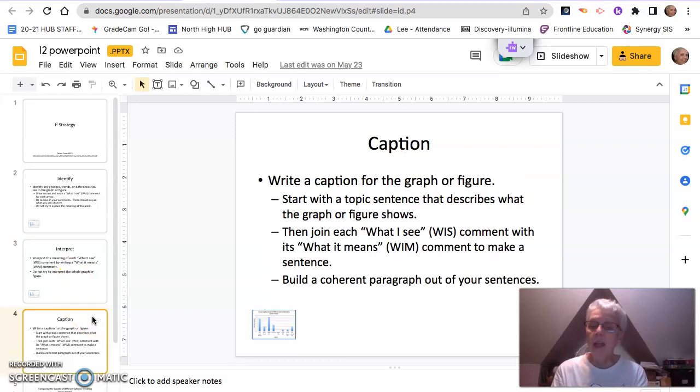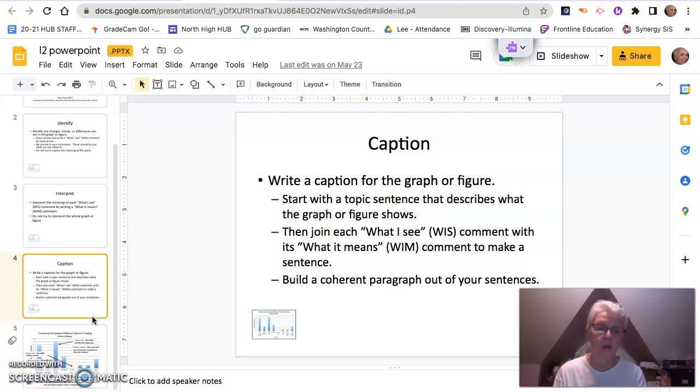Lastly, you're going to give a caption to your figure or your graph, and you'll start with a topic sentence. Once you've given a topic sentence, which should tell me what the whole graph is about, then join together all your WIS and WHIM comments to make a sentence for each one, and then build a coherent paragraph out of your sentences. That's what your caption is.